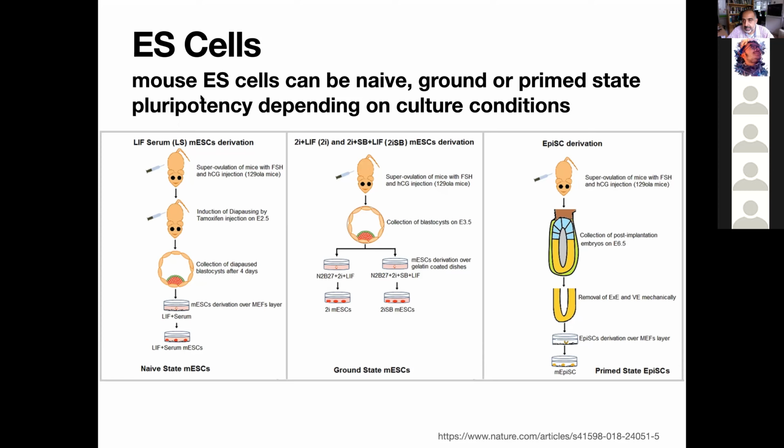In the classic ES cell derivation technique, the mouse is superovulated, fertilization happens, and then you induce diapause by inducing this estrogen analog. Can anyone tell me what diapause is?